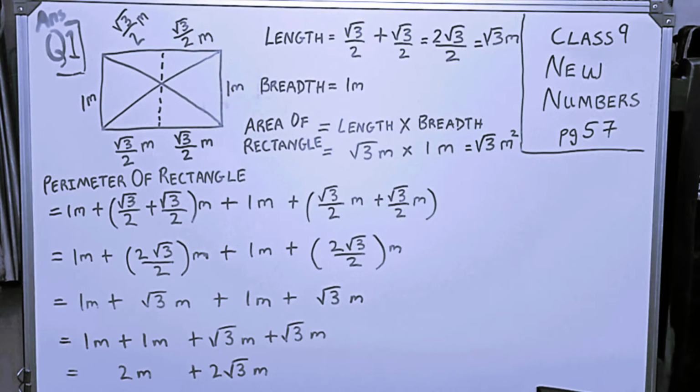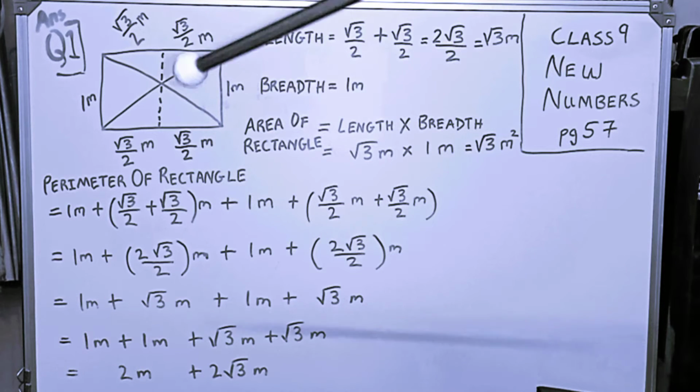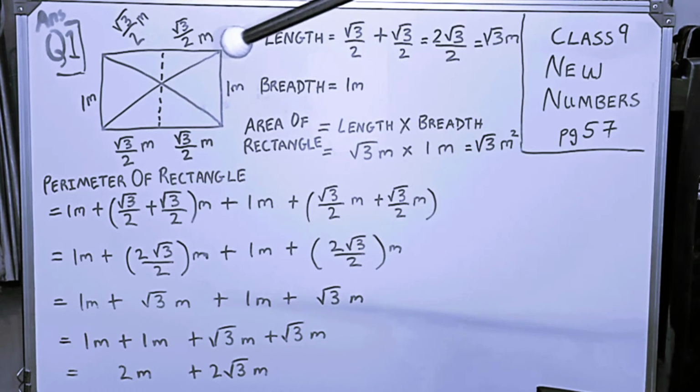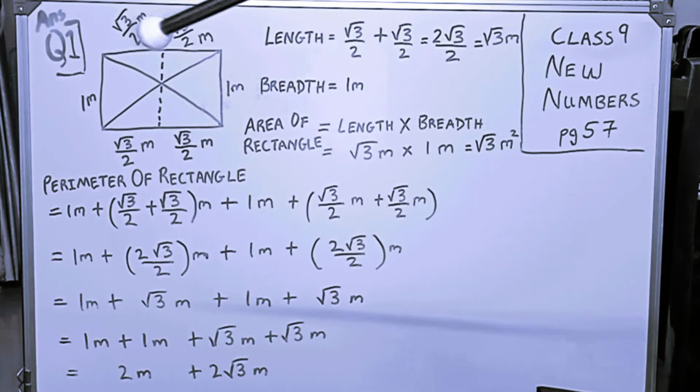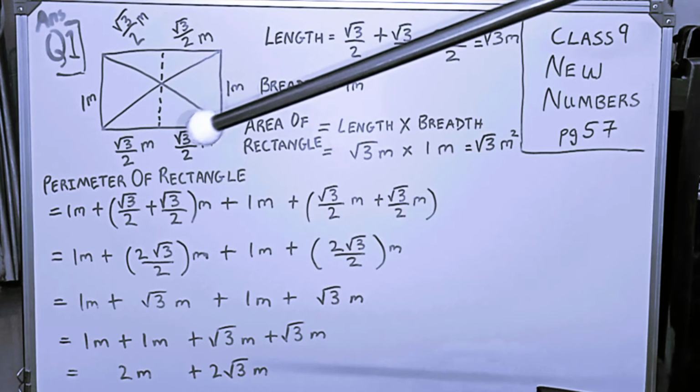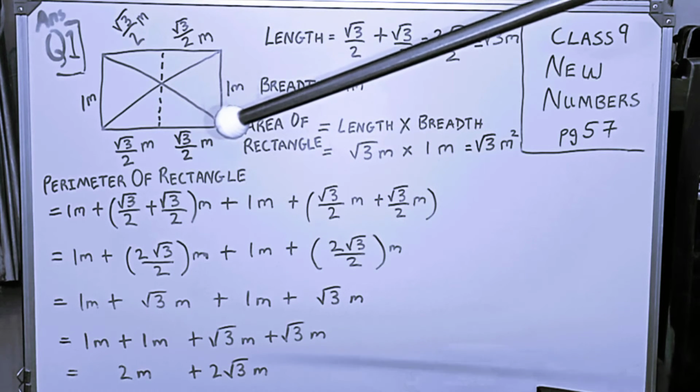Hello students, today we will be discussing class 9 new numbers, page number 57, answer number 1. We had seen previously how we found out this root 3 divided by 2. The perpendicular from here till here is root 3 divided by 2 meter. Similarly on the other side also root 3 divided by 2, and this side is also root 3 divided by 2.